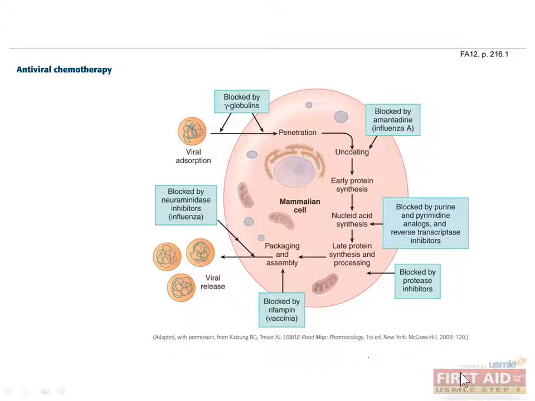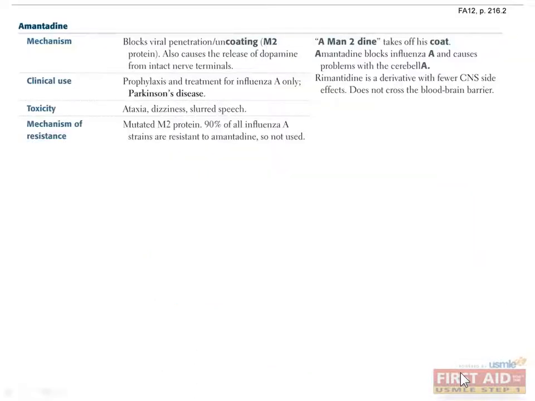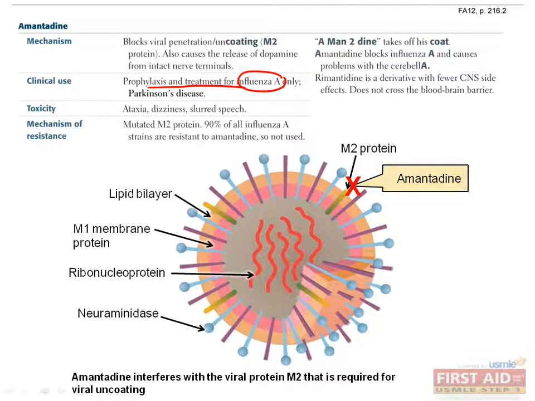Shown here is a representation of the different aspects of viral infection targeted by antiviral therapy, each of which will be discussed separately. Amantadine is used only in the prophylaxis and treatment of influenza A. It blocks viral penetration and uncoating of the M2 protein. Unfortunately, 90% of all influenza A strains are resistant to amantadine due to mutation in the M2 protein, so use of this medication is diminishing.